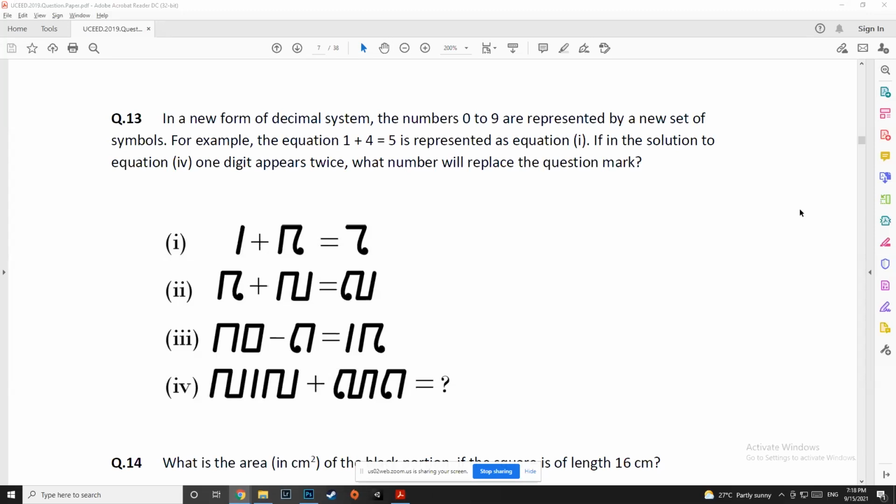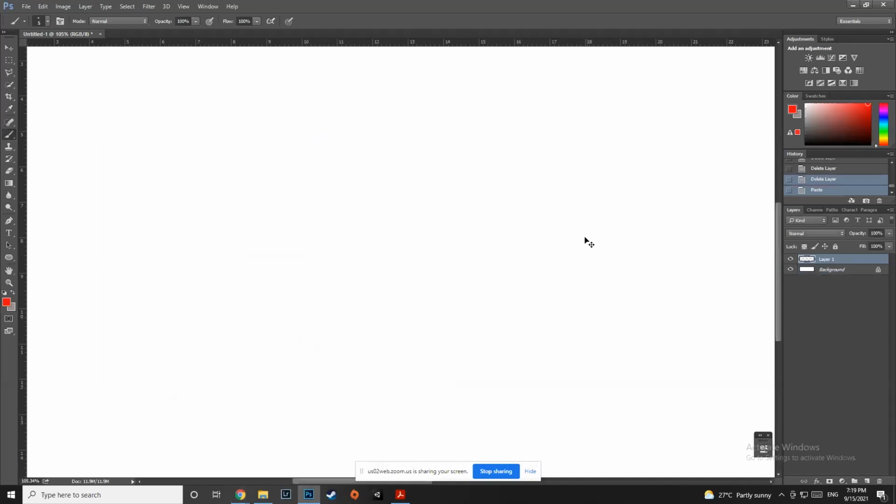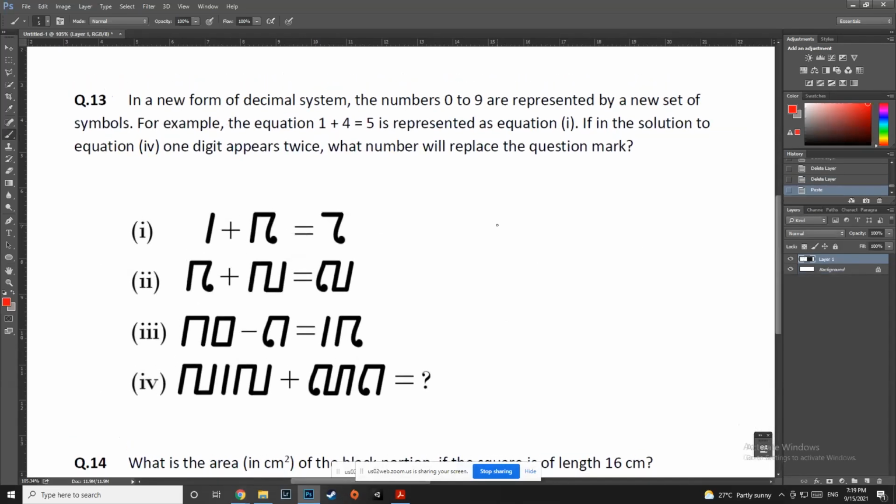In a new form of a decimal system, the numbers 0 to 9 are represented by a new set of symbols. For example, the equation 1 plus 4 is equal to 5 is represented as equation first. If in the solution to equation 4, one digit appears twice, what number will replace the question mark? Okay. So how should we go about it? They have said that this is 1 and this is 4 and this is 5. Knowing that, how do we go about this?